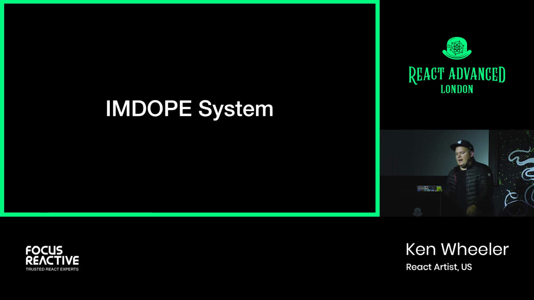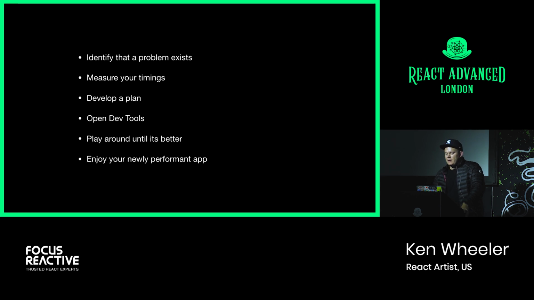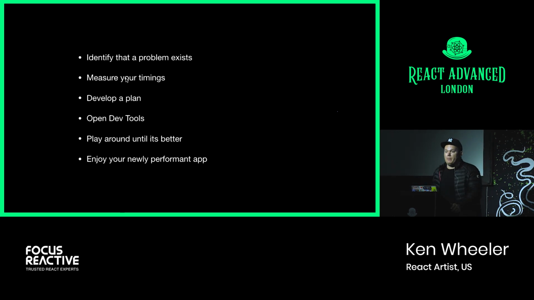I have this thing called the I'm dope system. Really, just the bullet points lined up. If you have a performance problem, you identify that it exists. And this is the most important part: measure your timings. You want to measure these things not just to get an idea of how slow it is, but if you take down the actual measurements and then improve them, then you have hard metrics.